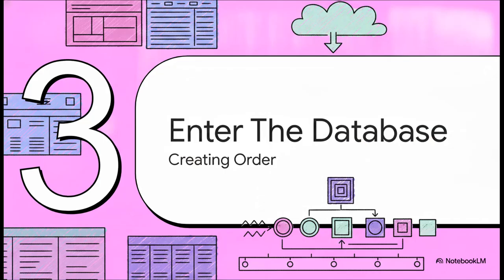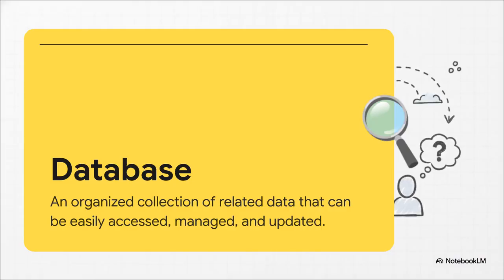Section 3, enter the database, creating order. So, the answer to keeping track of all this? It's a database. A database is an organized collection of related data that can be easily accessed, managed, and updated. Think of it this way. A database is not some digital junk drawer where you just throw files to be forgotten. No way. It's an incredibly organized system designed specifically so you can instantly access what you need, update it on the fly, and manage it completely cleanly.